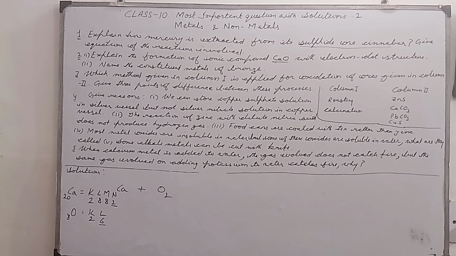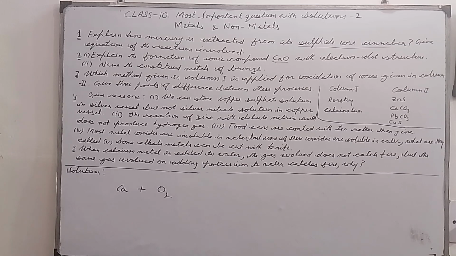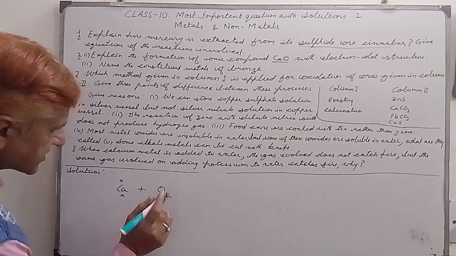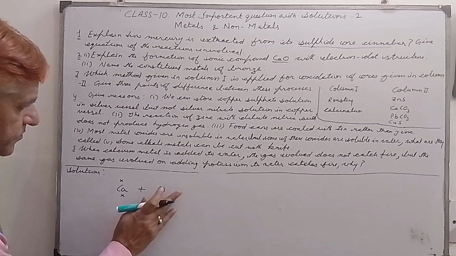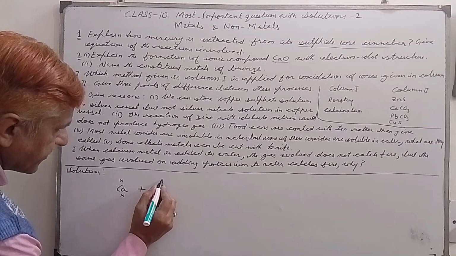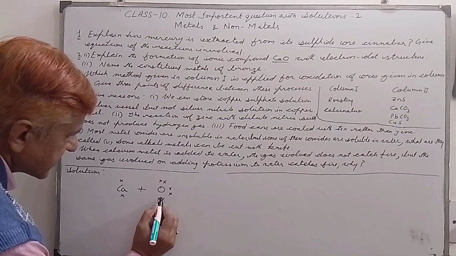Always remember, my dear students, it is the electrons of the outermost shell which take part in bonding. So 2 electrons of calcium and 6 electrons of oxygen will take part in chemical bonding. So 2 electrons I can write like this, and here are 6 electrons: 1, 2, 3, 4, 5, 6.